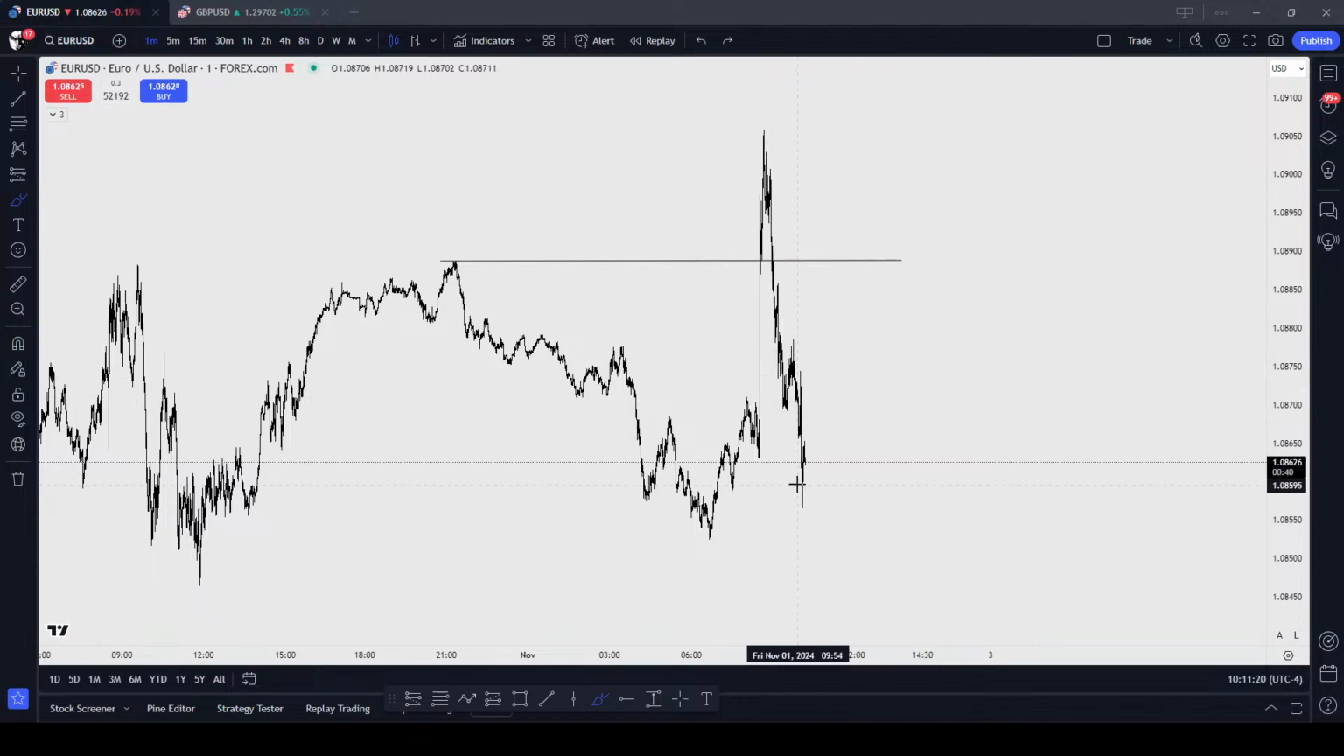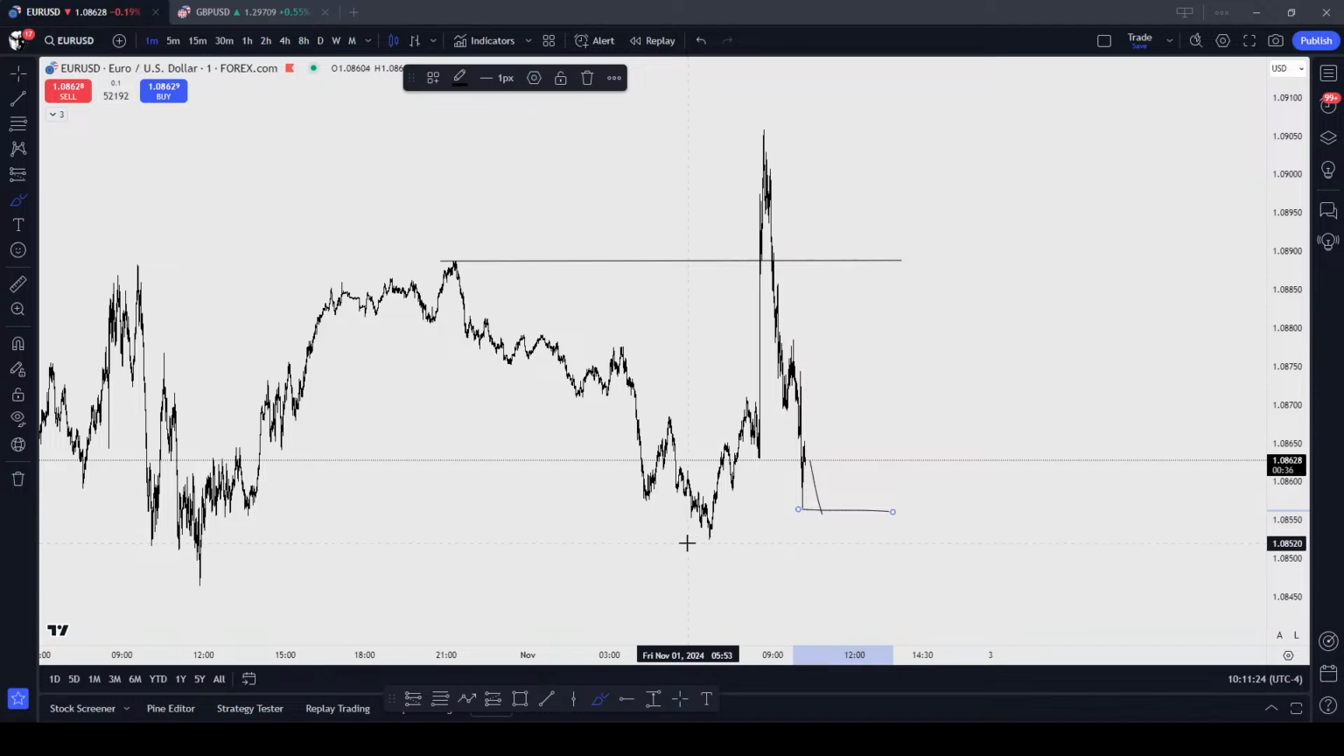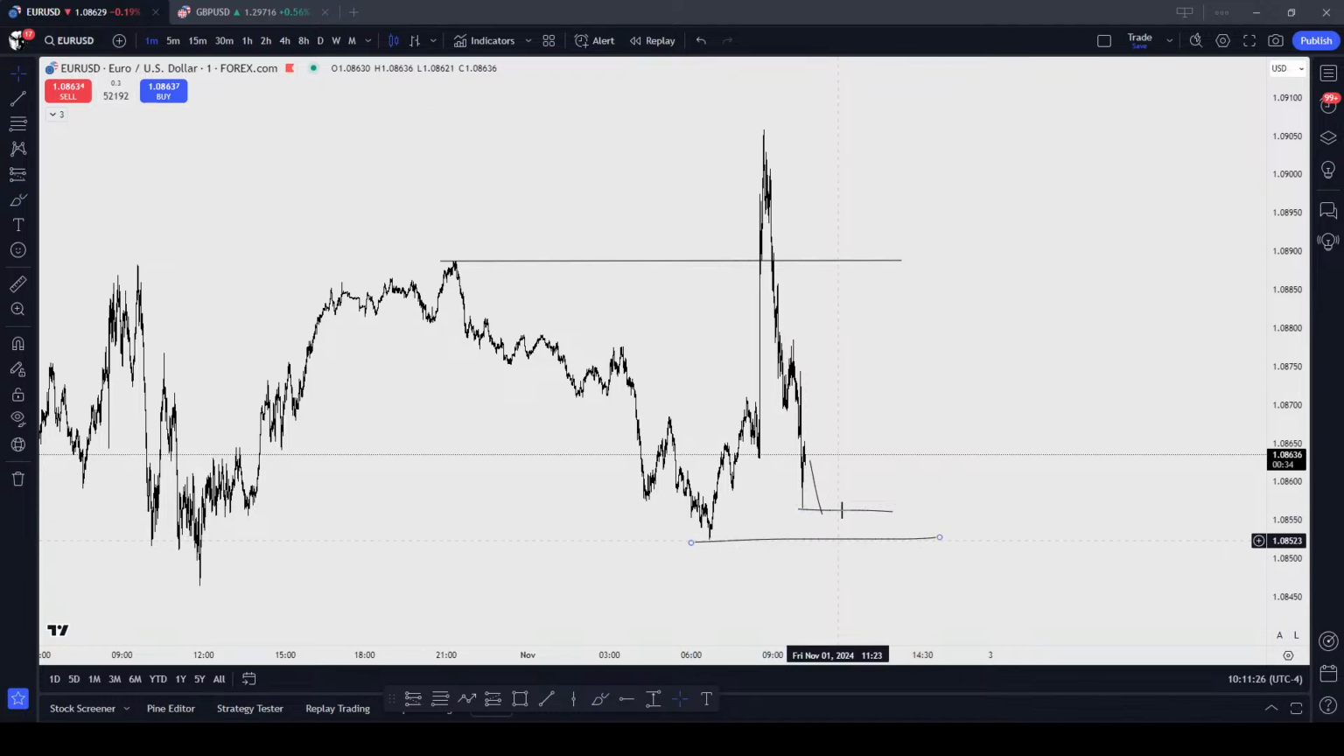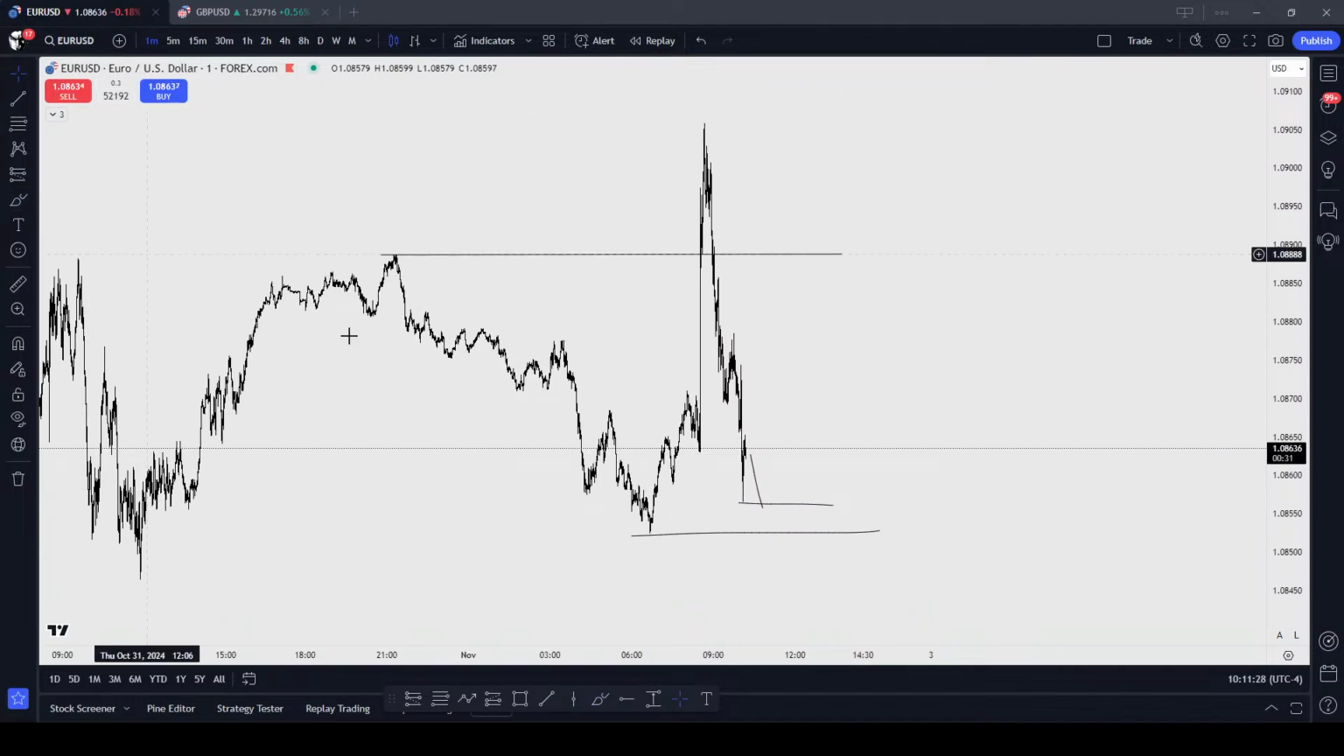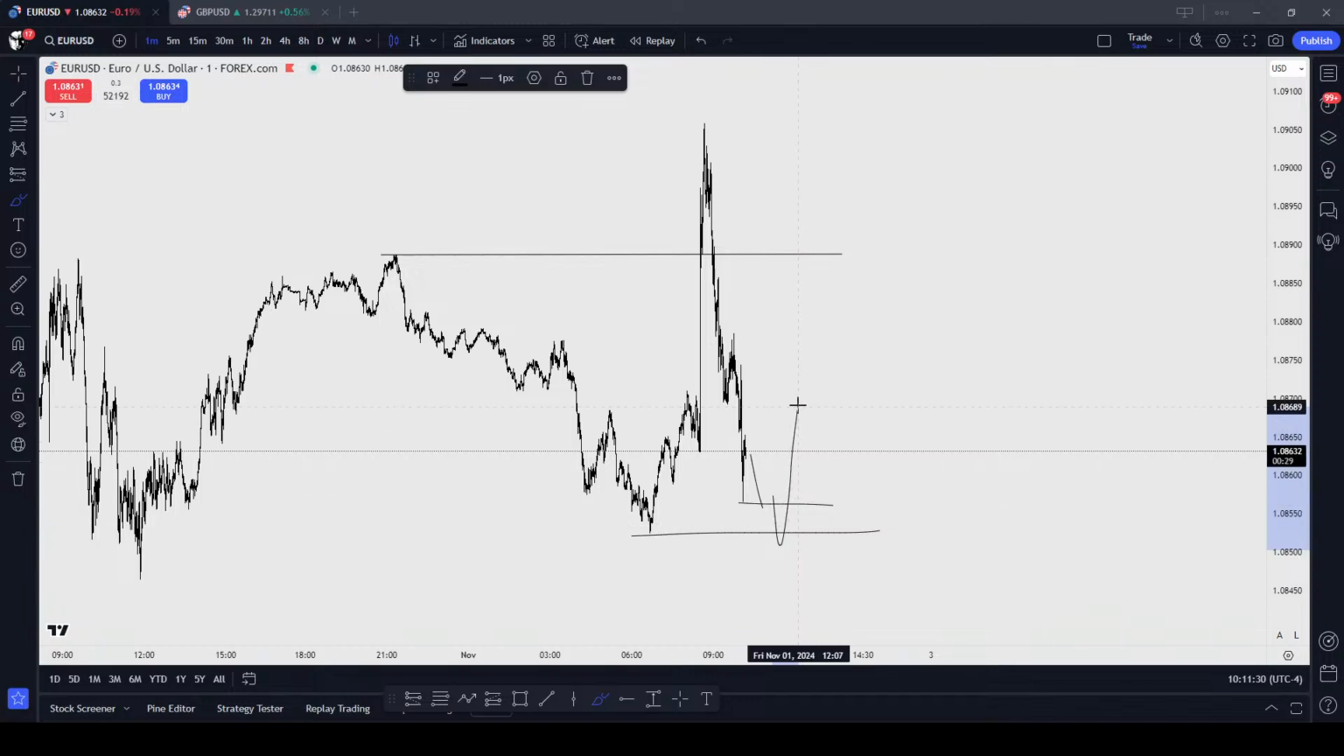I like this kind of entries. Not my A++, but especially if we take this, I think we should go up. I might be wrong though. You never know.